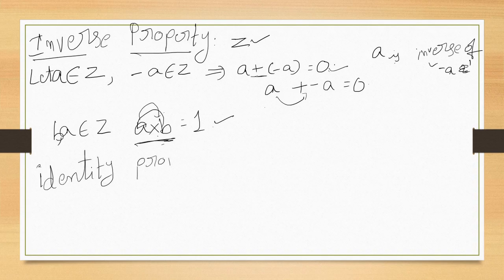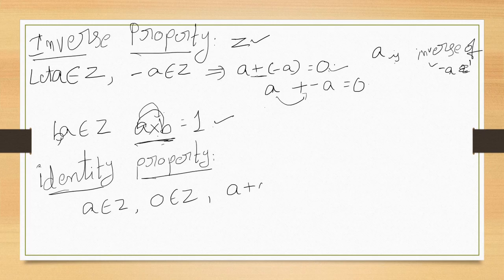The next property is the identity property. Identity property means that if a number a is in the set Z, and we already know 0 is in the set Z, then by adding a with 0 we get the number a only. If we add any number with 0, we get the same number. Then 0 is called the additive identity.